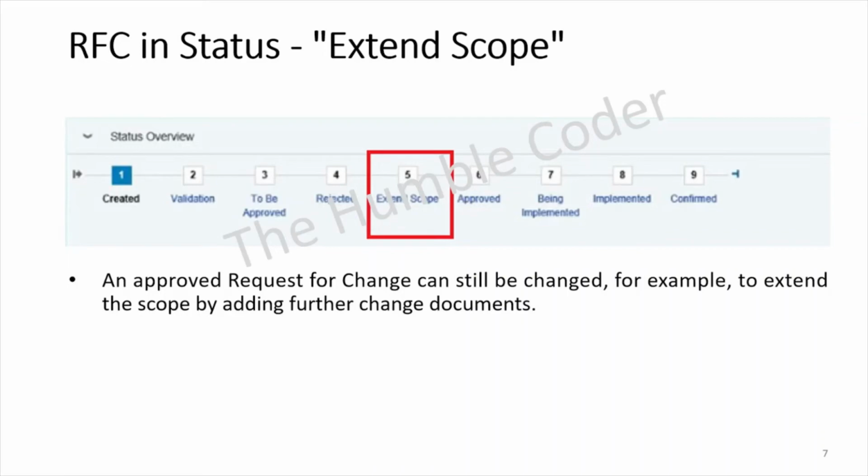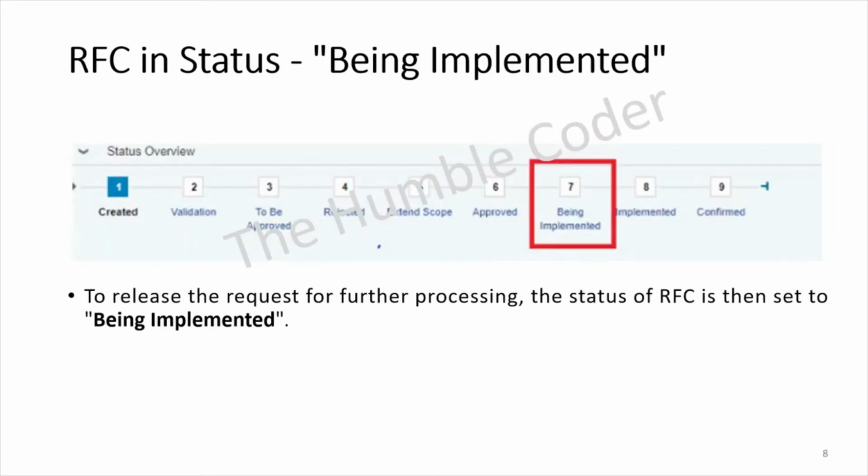So the next is request for change in the status extend scope. What is the use of extend scope? An approved request for change can still be changed, for example to extend the scope by adding further change documents. If you want to add more change documents to a request for change, you can perform that, but for that the status of the request for change needs to be extend scope.